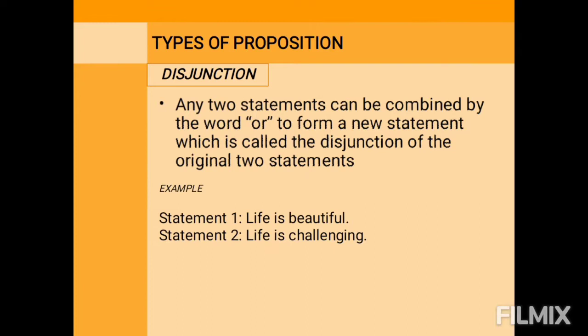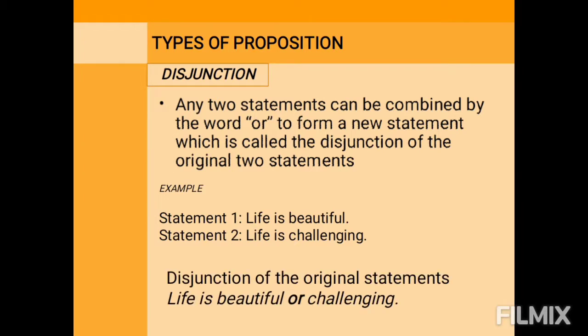Let's see the first example that we have. First statement is life is beautiful. The other statement, life is challenging. So how will you get the disjunction of this? Life is beautiful or challenging. We're just using or to get the disjunction of the original statements. Unlike with the conjunction, where we are using the word and to combine those statements.